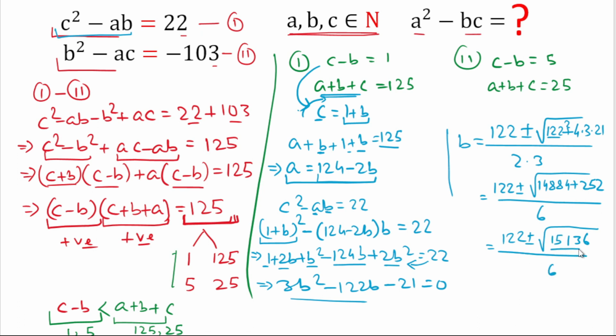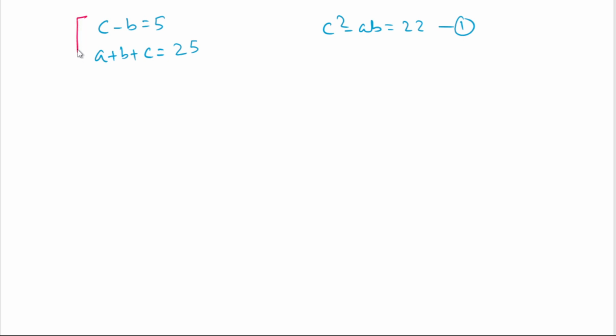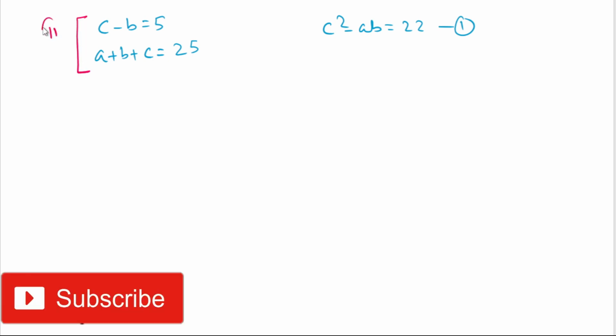Here 15,136 is not a perfect square, so the value will not be a natural number, so we cannot take this, so we will not take this. Now we'll go for the second option. We'll write it on the second page. So here we have copied down the second case is here.